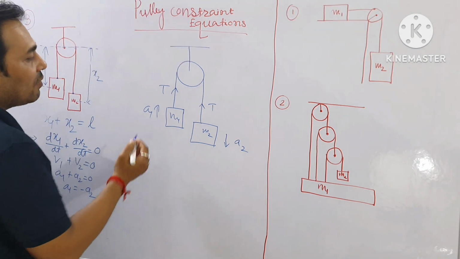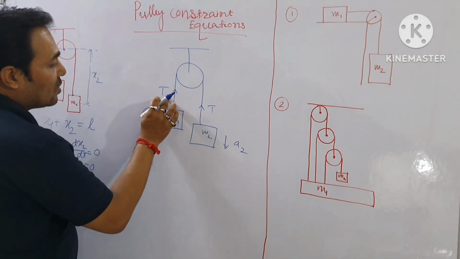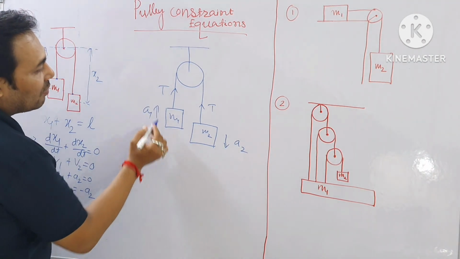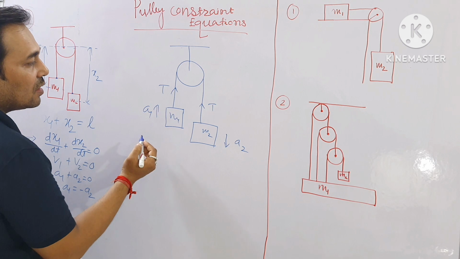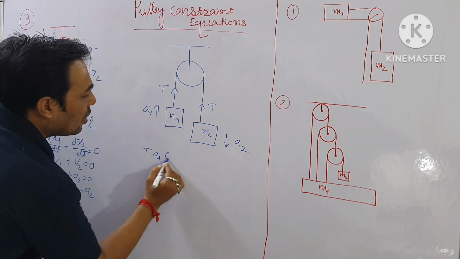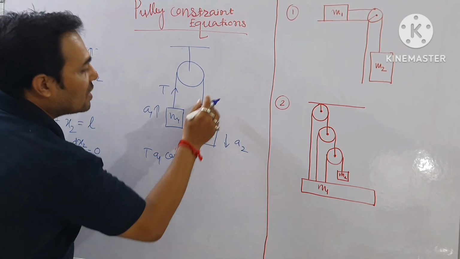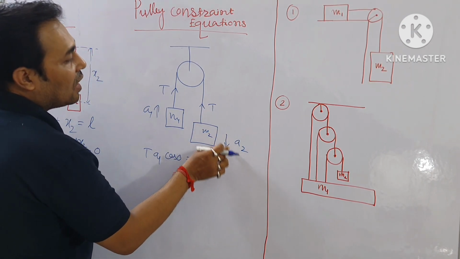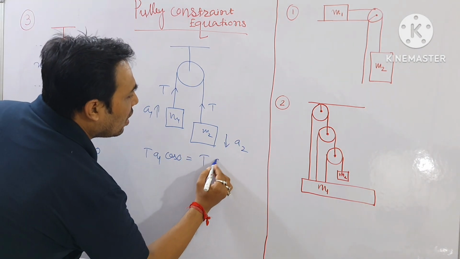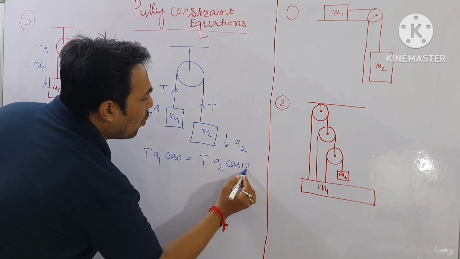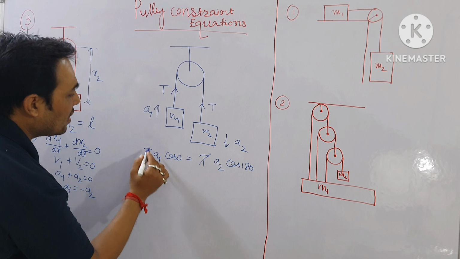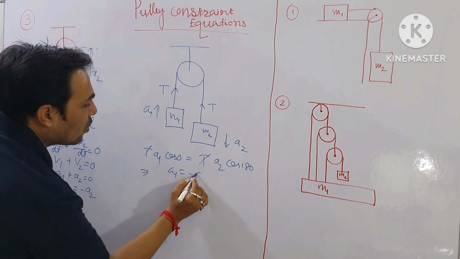So suppose we find the work done by tension on the blocks. On this side, block M1, what will you have? Tension and acceleration are in the same direction. So if you take the dot product for work done, you will have T a1 cos 0. On this side, the acceleration is in the downward direction and the tension is in the upward direction. So you will have T a2 cos 180 degrees. Now cos 0 is 1, so from both sides the tension T gets cancelled, and you will have a1 equal to minus a2.